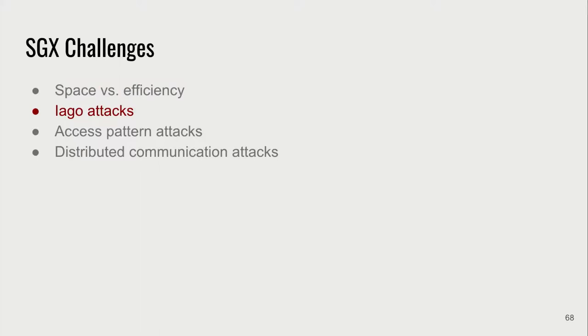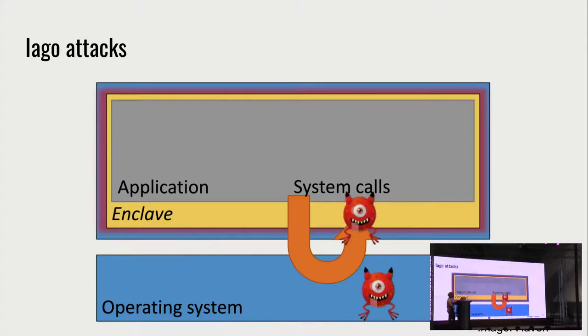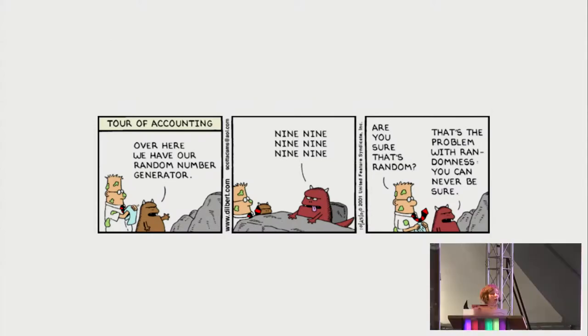Iago attacks are named in reference to a Shakespeare play that I have never read, but I'm told it has something to do with lying. So in an Iago attack, the enclave, which is an application, might call down to an operating system function, such as asking for some entropy for a random number. And if the operating system is malicious, it might lie. It might return a number that is not random at all. So that's an Iago attack.